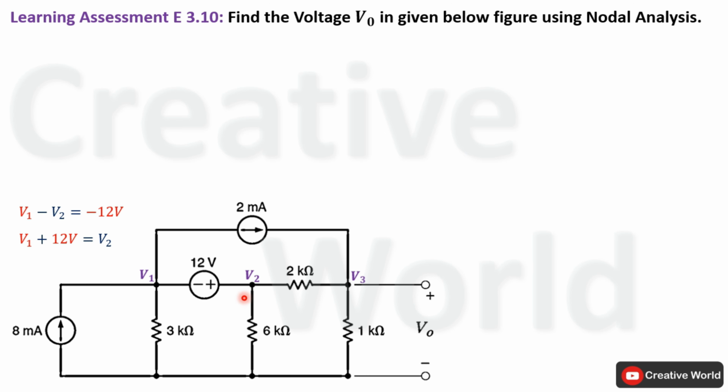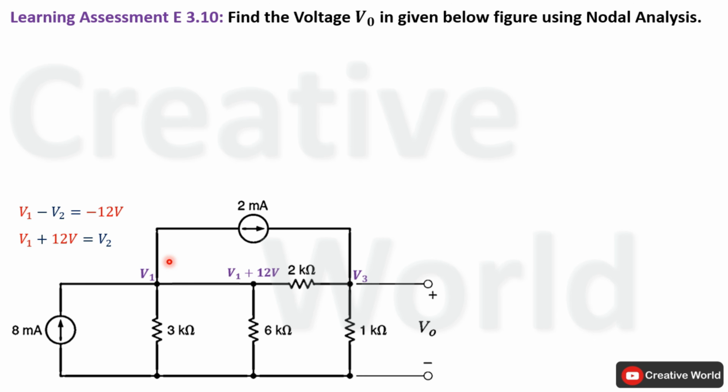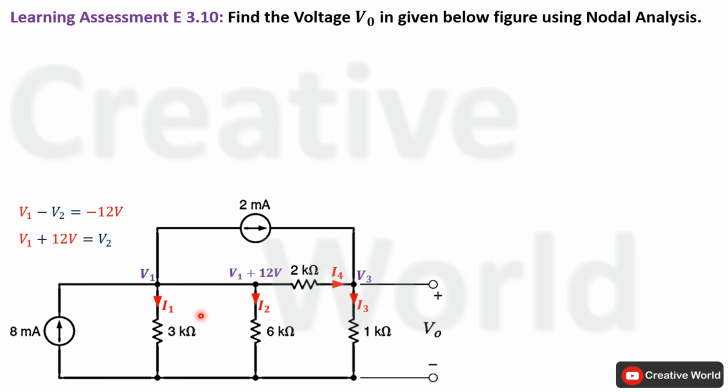So we can modify the network by merging this voltage source to node V2 and replacing V2 with V1 plus 12 volt. Now this node will act as a supernode and it will be considered a single node inside this network. At this stage we can apply nodal analysis on this network to further solve this problem. Now we will assume and label all unknown branch currents along with their directions. In this case, currents through these three branches are labeled as I1, I2 and I3, and all of these currents are leaving from non-reference nodes. Similarly, current through this branch is I4 and it is leaving from this node and entering towards V3 node.